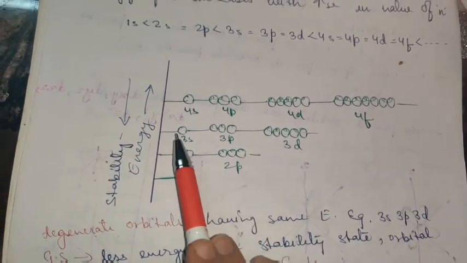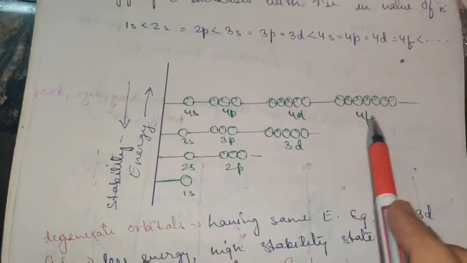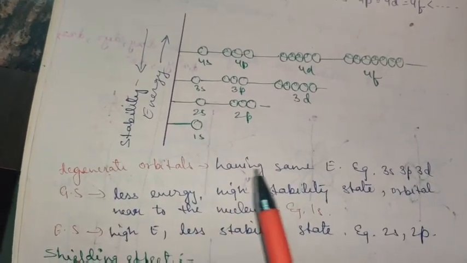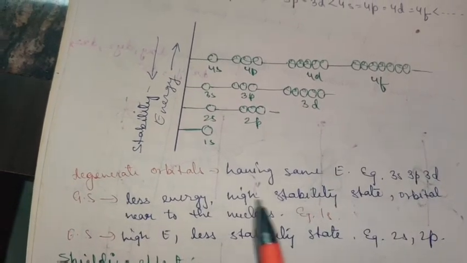3s, 3p and 3d are degenerate orbitals. 4s, 4p, 4d and 4f are degenerate orbitals. So degenerate orbitals are what? Having the same energy. Example, 3s, 3p, 3d. Okay, all the orbitals having the same energy.